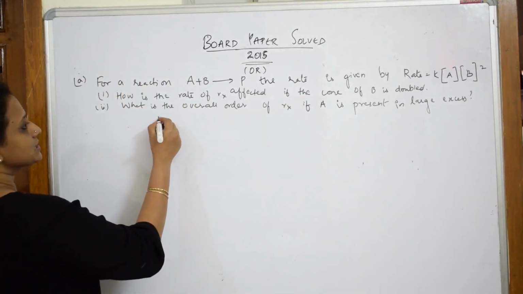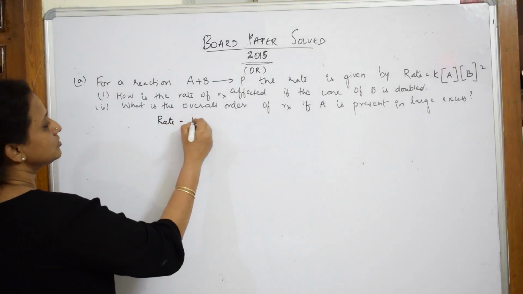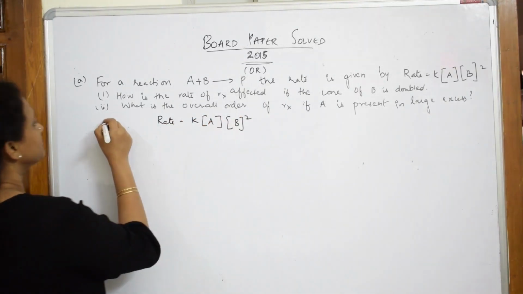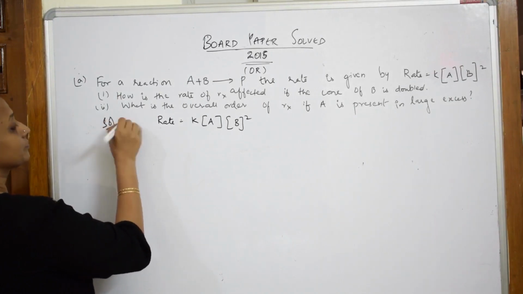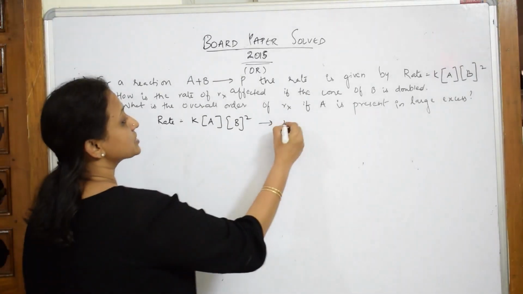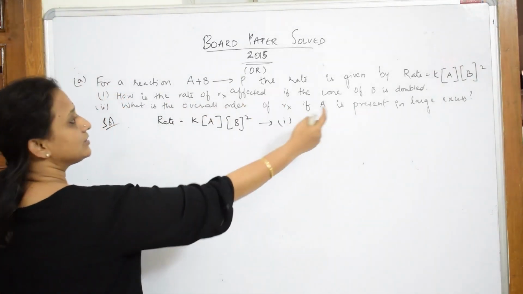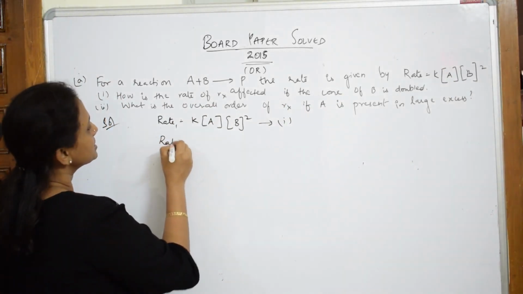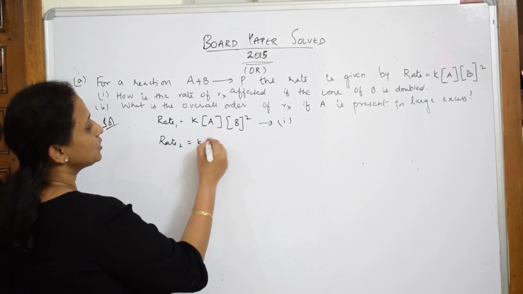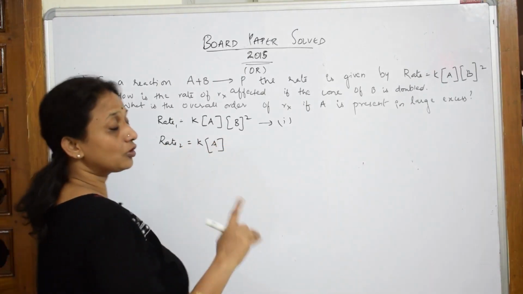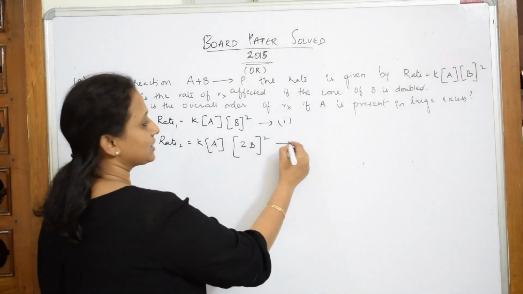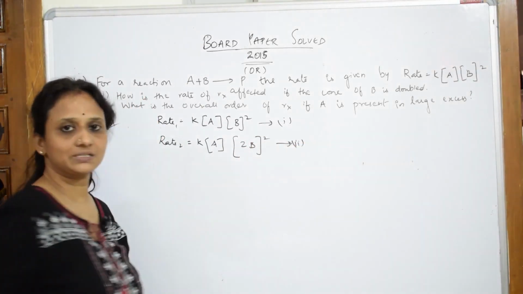So what is given to us? Rate is equal to K, A and B square. Right, so let me write the solution. Now, this is your first reaction. Now they said in the second one, the concentration of B is doubled. So I'm going to write this as rate 1. Let me assume this as rate 2. So now what did they say? B is doubled. So 2B square. Let me name this as 2 because it is doubled.